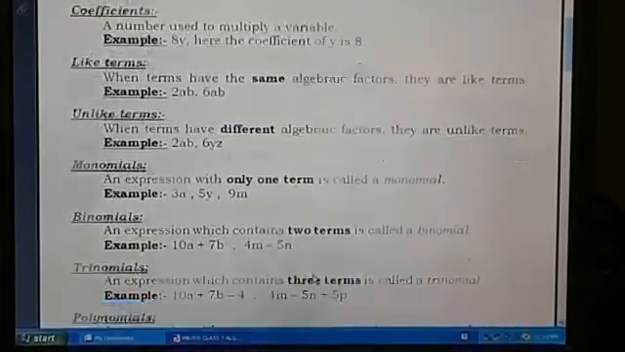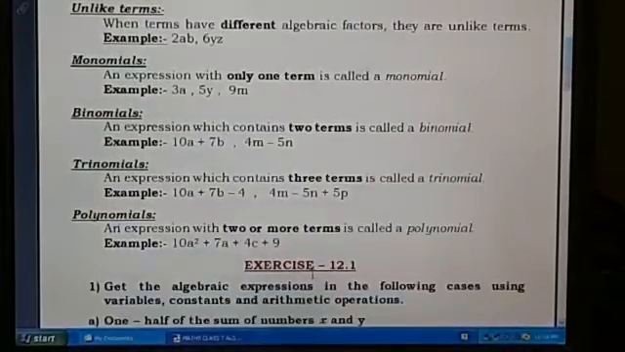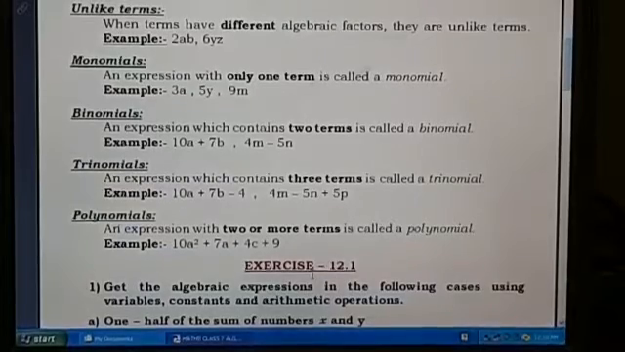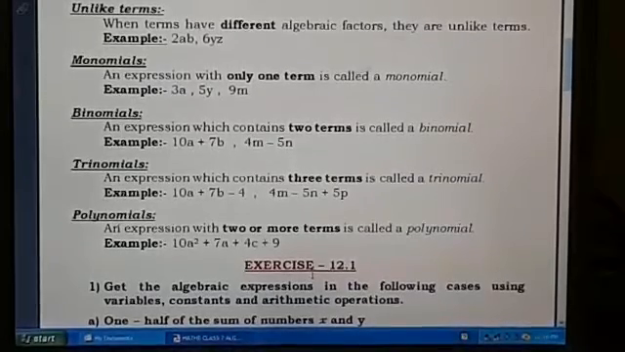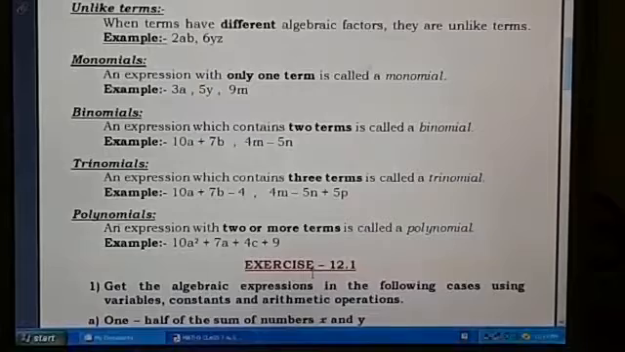Okay. Next topic, monomial. An expression with only one term is called a monomial. Mono means one. So only one term should be in the expression, that is called a monomial. So here I have given an example. Next, binomial. Bi means two. So a binomial contains two terms. For that also I have given an example.